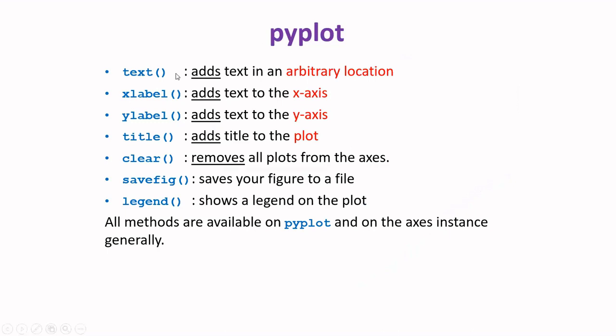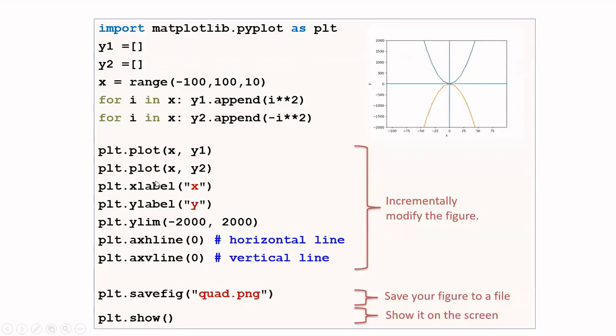Then what do you have? Text is a function that can be used. Add text, xlabel, ylabel, title, clear, save figures, and legend. So say legend of the plot. So these are functions built into pyplot.